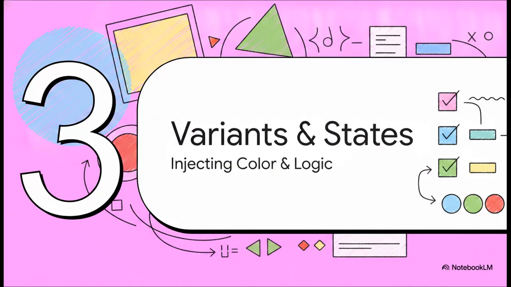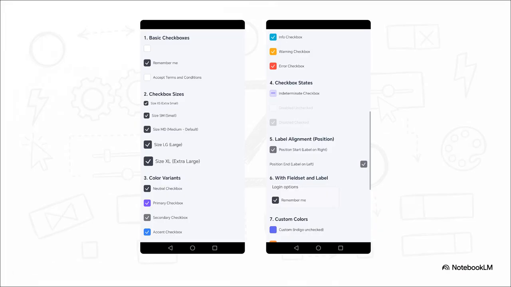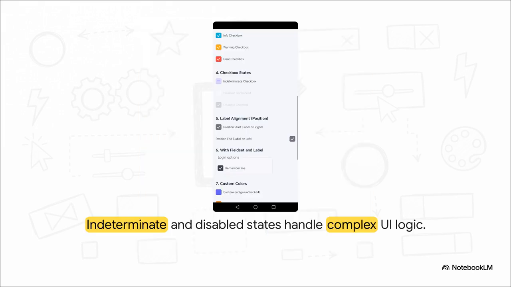Section 3. Variants and component states, injecting color and logic. And this brilliantly illustrates exactly where this component starts to truly shine. This is where we inject semantic colors and critical UI logic. Look at the progression here from the standard neutral, primary, and secondary checkboxes on one side to these highly contextual variants on the other. We've got a vibrant info checkbox in bright blue, a warning variant in orange, and an error checkbox in sharp red. These aren't just there to look pretty, they instantly communicate visual meaning to your users without them having to read a single word. But it goes way beyond just color.